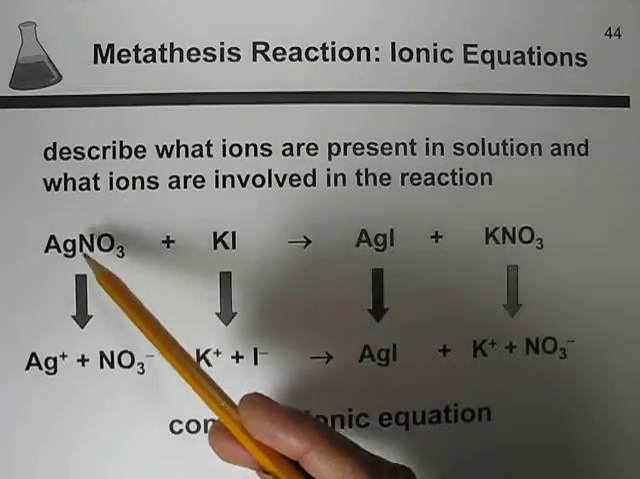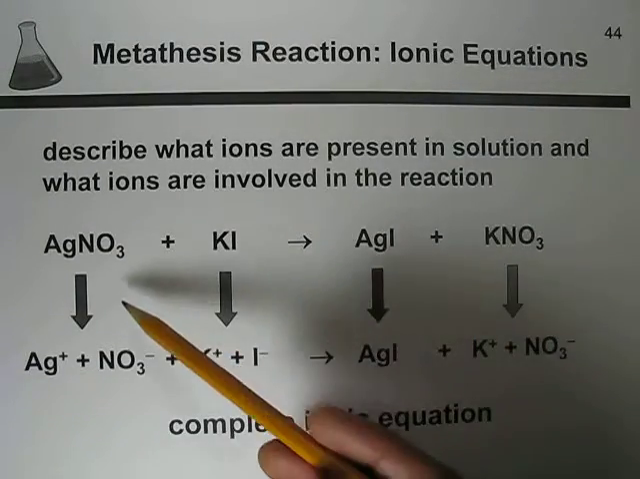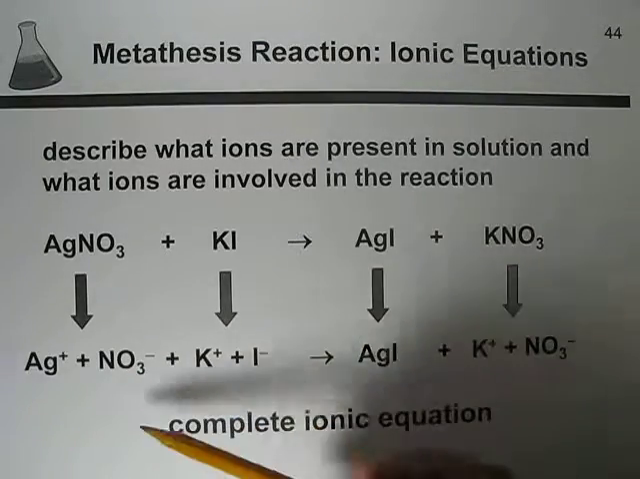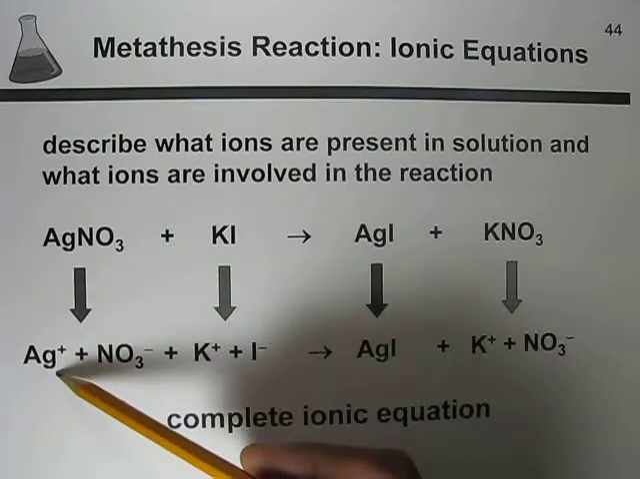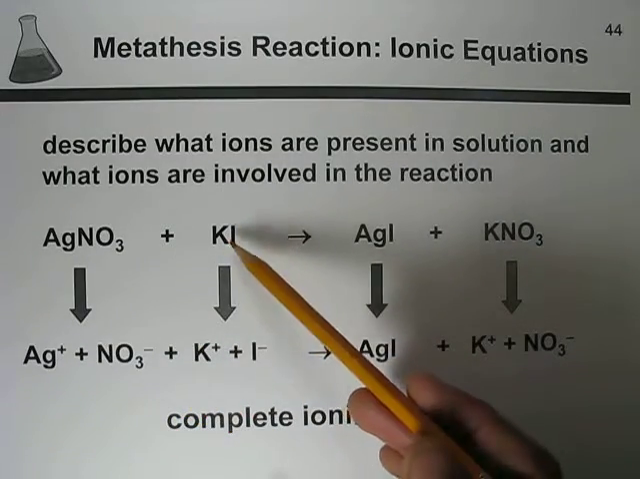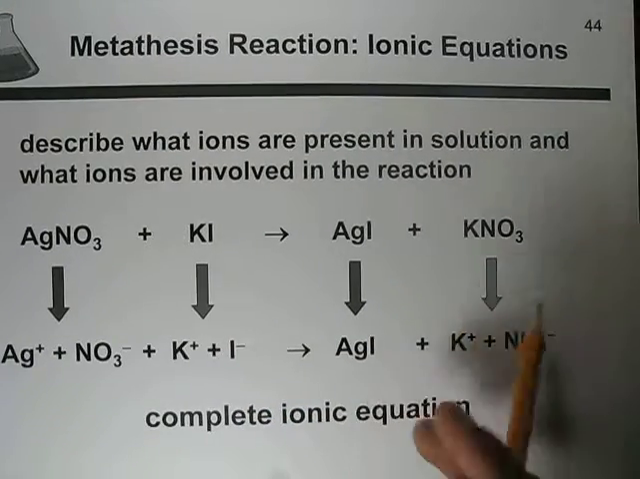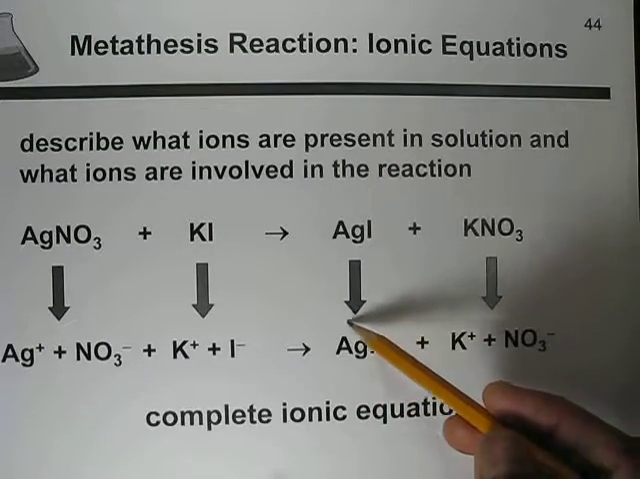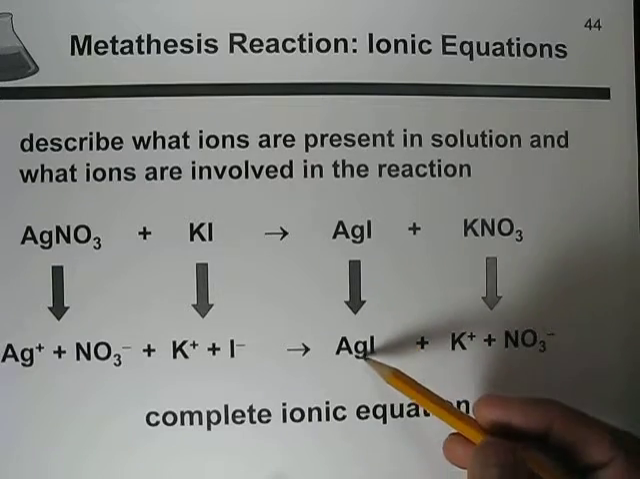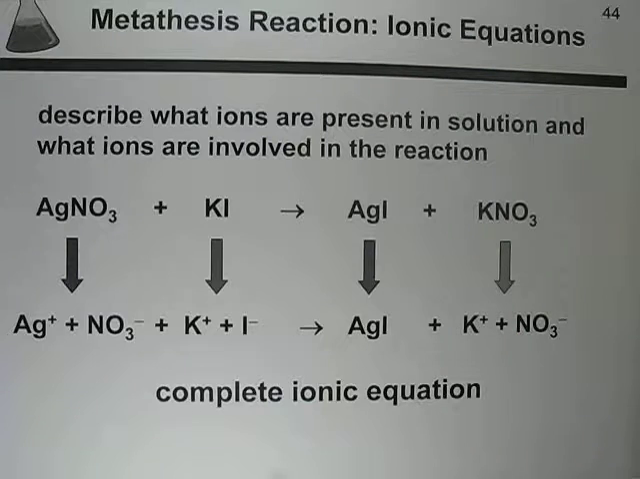All these compounds are ionic compounds. When we dissociate them, how will we write this? Silver nitrate will form silver ion plus nitrate ion. Potassium iodide will separate into potassium and iodide ion. Silver iodide will not ionize, it will precipitate. That is why it's not ionizing. And potassium nitrate will dissociate into potassium and nitrate ion.